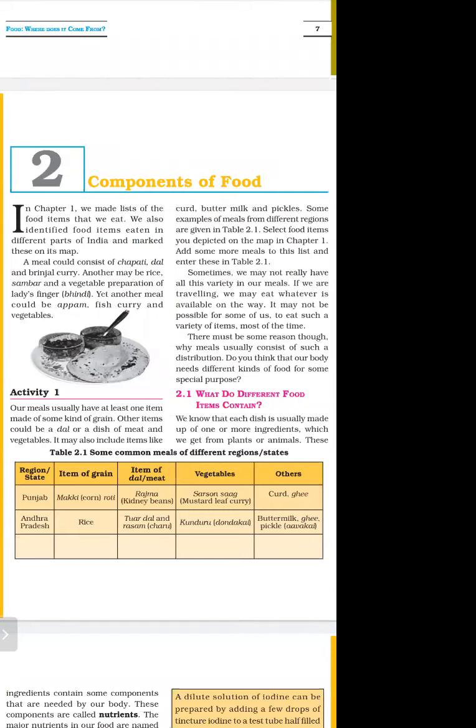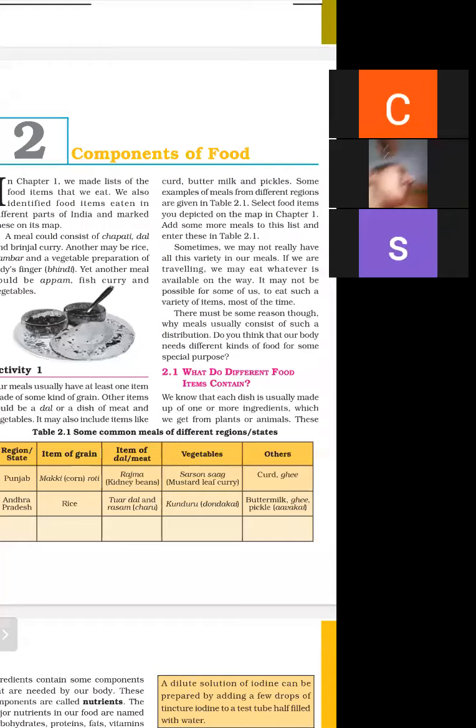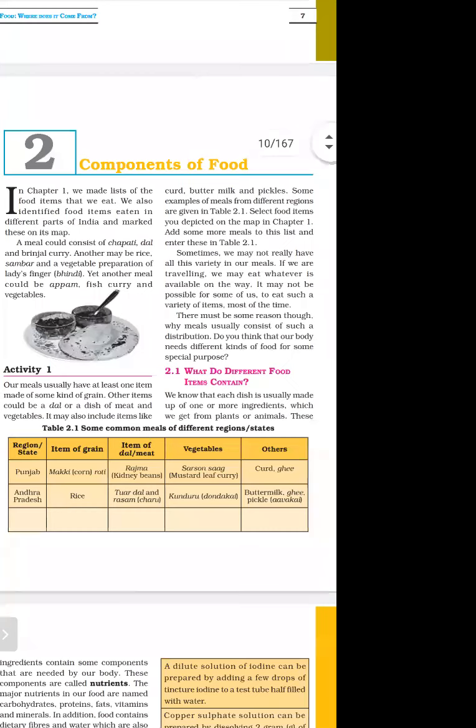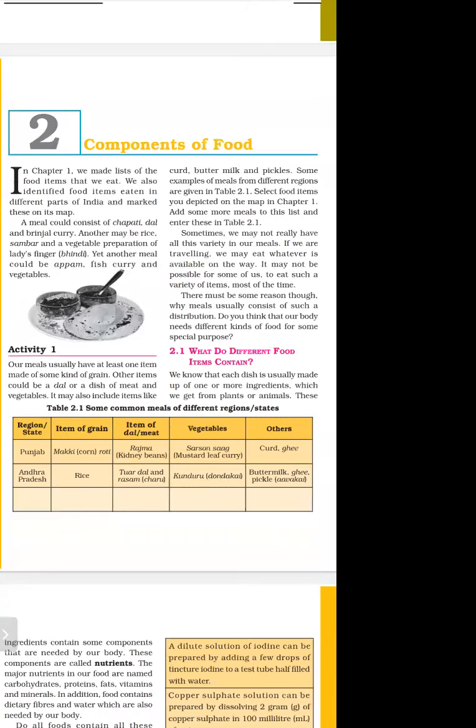Fats are called energy giving food, and second is vitamins and minerals, and these are called protective food, and they protect us from any disease. Next is protein, and protein is called body building food. What are the components of food? First component is carbohydrates and fats. Carbohydrates and fats are called energy giving food, and protein is called body building food. And vitamins and minerals are called protective food, and these protect us from any disease.